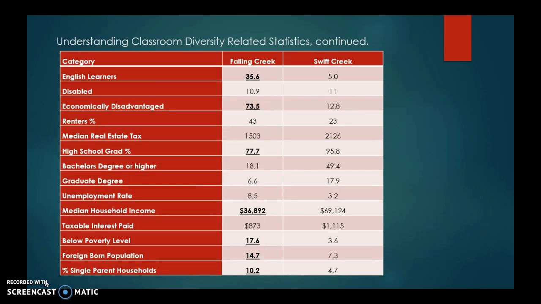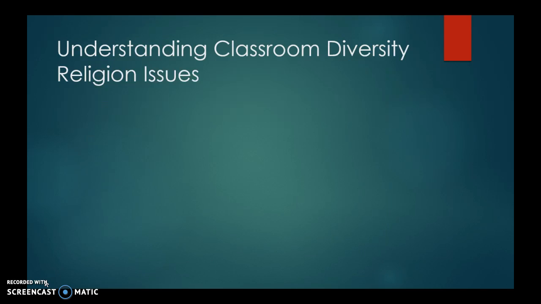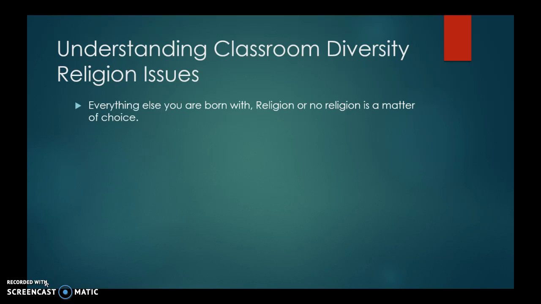But if we look at social economic differences between our two schools, we see a difference that a few miles can make between median household income, the percent below poverty level, the percent economically disadvantaged, the percentage of single-parent households, and foreign-born populations. And these differences are rather stark. But let's take a deeper dive into classroom diversity issues that center around religion.